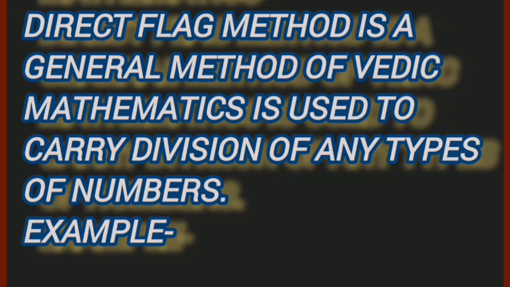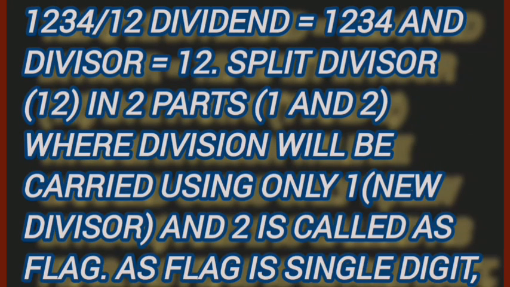The example is 1234 divided by 12. The dividend is 1234 and the divisor is 12. Split the divisor 12 in two parts, 1 and 2, where division will be carried out using only one new divisor, and 2 is called the flag.